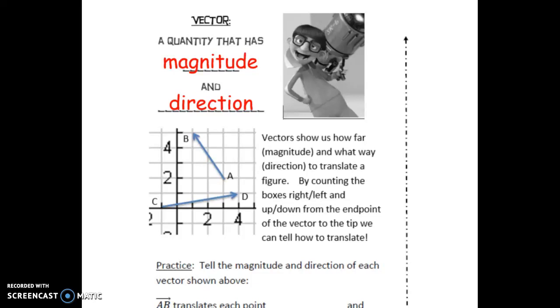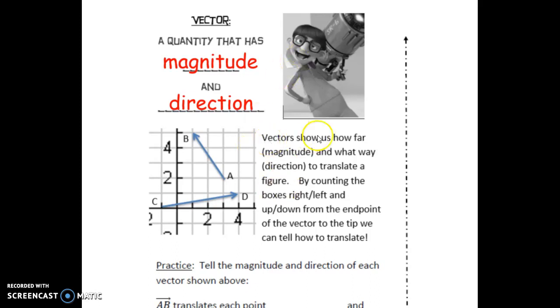Okay, this is lesson 6.3. 6.3 is vector translations. First thing you need to know is that a vector is a quantity that has magnitude and direction. If I haven't shown you the clip about vector, this character here, remind me to do so, please.